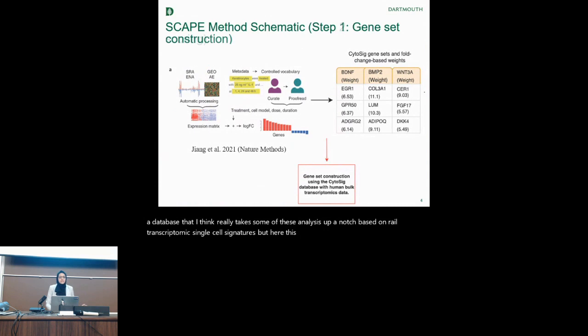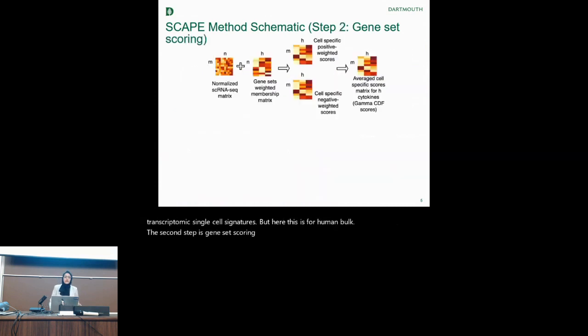The second step is gene set scoring. Here we leverage and modify a variance-adjusted Mahalanobis technique, which is currently only applicable for positive weighted scores. So we are now adjusting for cell-specific negative weighted scores, which can potentially account for suppression in the cytokine activity.